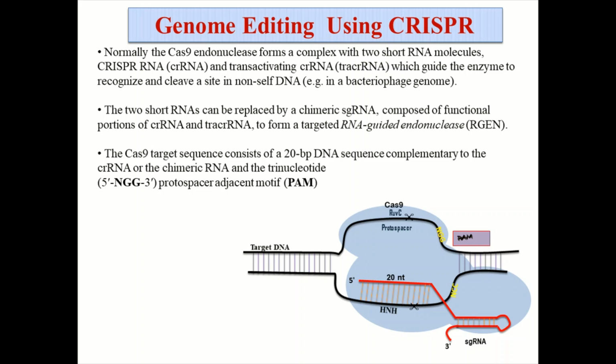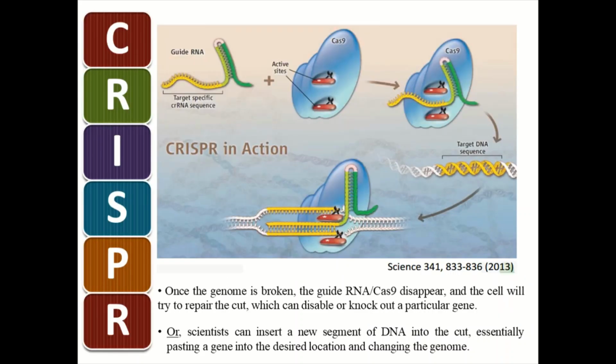A PAM sequence must be present near the target site for Cas9 action. So in the modified system, we can replace CRISPR RNA and transactivating CRISPR RNA with a chimeric single guide RNA to create a targeted break anywhere in the genome. This figure shows how the CRISPR-Cas system works.